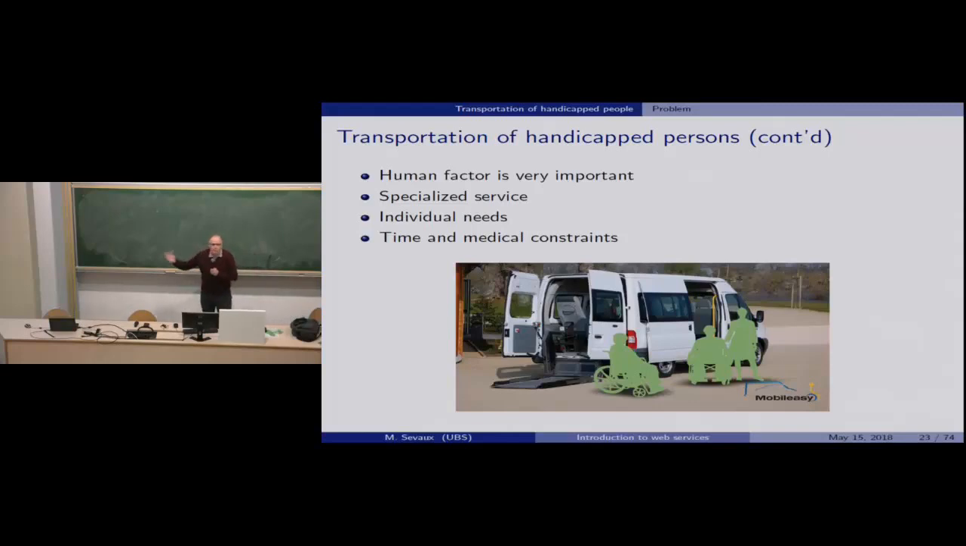Of course, some of the people need oxygen, so you need someone to take care of each patient individually. And they have time and medical constraints. If you organize a tour for picking up the patients at their homes, you cannot collect the first patient at his place and then have a tour of 1 hour, because the guy will stay 1 hour in the truck, and it's not acceptable for medical reasons.